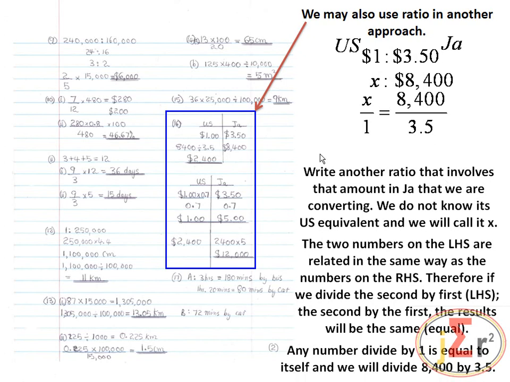Any number divided by 1 is equal to itself, so x over 1 is equal to x. And we will divide 8,400 by 3.5 on the third occasion, and on every single occasion it will be 2,400, if 2,400 is actually correct, and it is. So there is our answer.